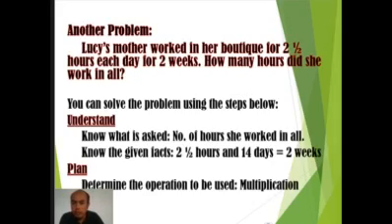Then, what are the given facts? So we have 2.5 hours. Then we have 14 days, that is equivalent to 2 weeks. The 2 weeks is converted into 14 days. So what is our plan? The plan is to determine the operation to be used, which is the multiplication.